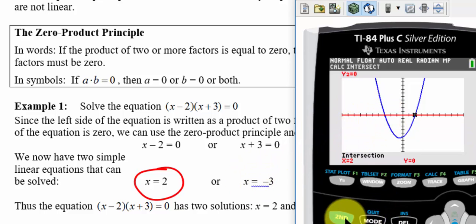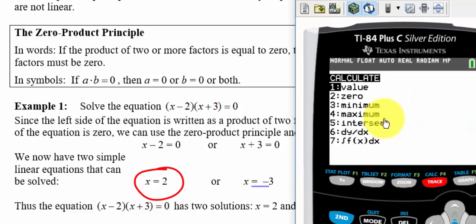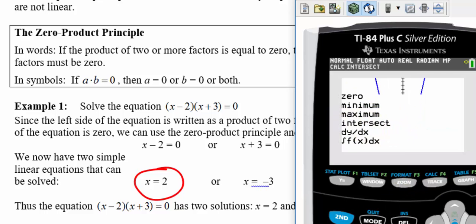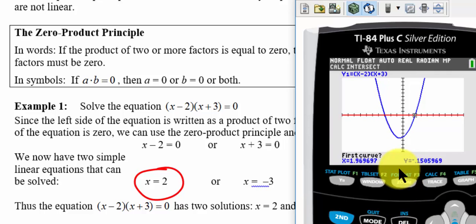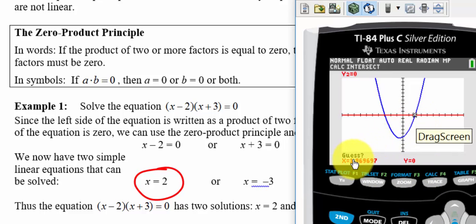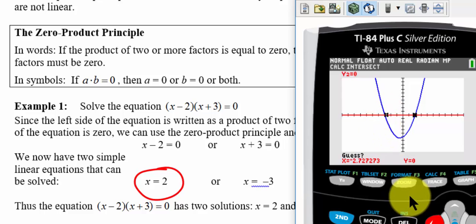So just to double check, second, trace, 5 for intersection. Now it says first curve, we press enter. It says second curve, we press enter. Now when it says guess, we already know this point is 2. So I'm going to move my cursor to the left side by holding the arrow down until my cursor gets closer to the left side. That's the point we don't know. I press enter. Look at that. x equals negative 3, y is 0.